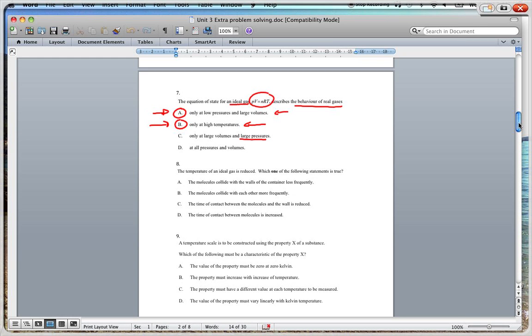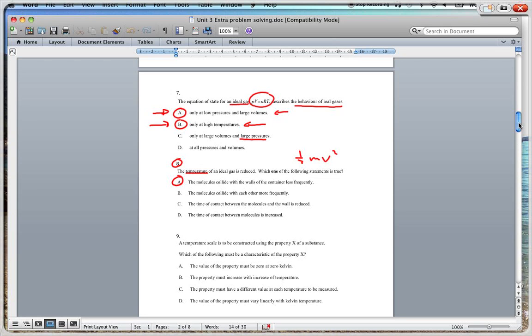Okay, going on to question 8. The temperature of an ideal gas is reduced. Which one of the following statements is true? Here we have the molecules collide with the walls of the container less frequently. That is true because the velocity decreases because of the lowering of the temperature. That's the measure of the average kinetic energy. Kinetic energy is a half mv squared, so the velocity is going to decrease. That would be the best answer here.